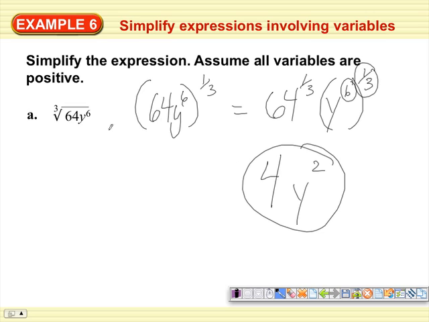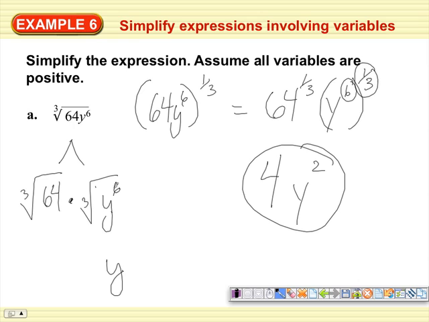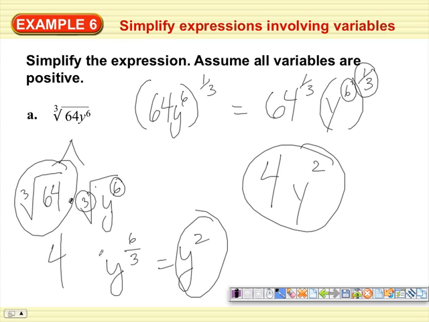Okay? Now, what's another way to pull this off? Just break it up. The cube root of 64 times the cube root of y to the 6th. Now, if I do it this way, here's the trick on these ones. If you ever see stuff like y to the 6th under the 3rd root, change it back. What is that the same as? The index goes on the bottom, this goes on top. y to the 6/3, y squared. So I just change them back and forth. There's 4y squared. Still get the same answer. Any questions on that one?